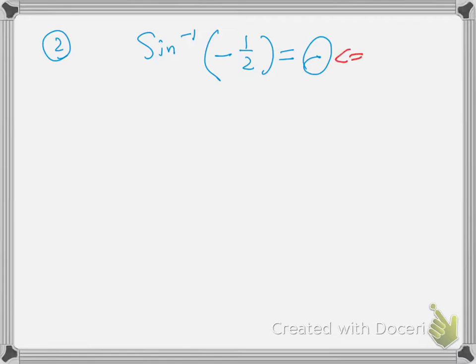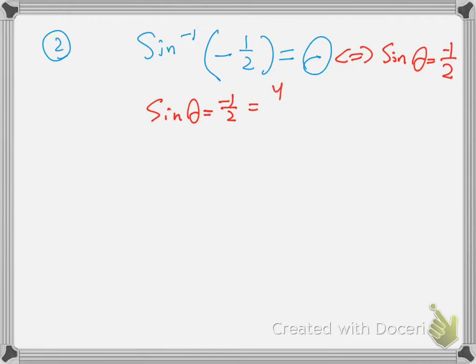So the key is the triangle. Now let's look at the case where I change 1/2 to negative 1/2. Let's find this angle theta. Again, we change this to the sine function: sine of theta is negative 1/2. I put the negative sign on top because y over r, r is always positive. So we got sine theta is negative 1/2.